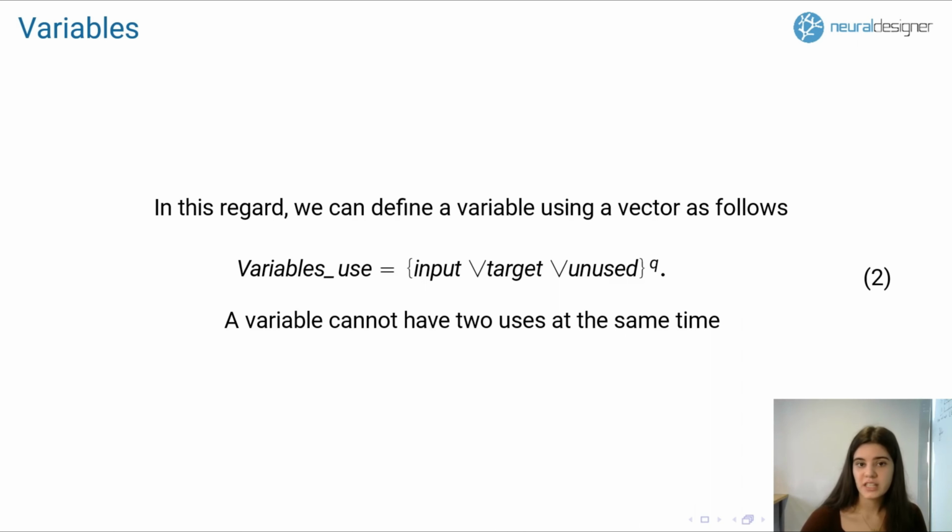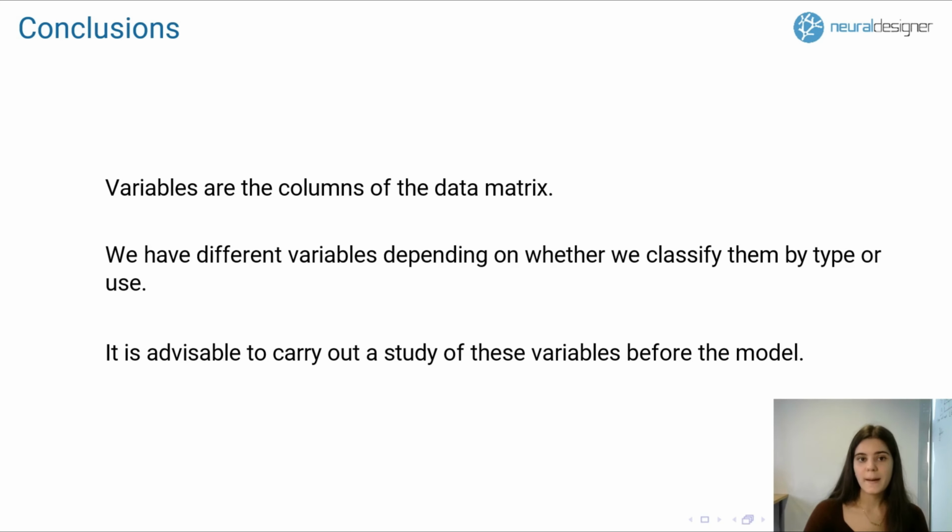In this regard, we can define a variable using a vector as follows. The size of this vector is q, the number of variables in the dataset. Note that a variable cannot have two uses at the same time. For example, we cannot use a variable as input and as output at the same time. Conclusions. Variables are the columns of the data matrix. We have different variables depending on whether we classify them by type or use, and it's advisable to carry out a study of these variables before the model.